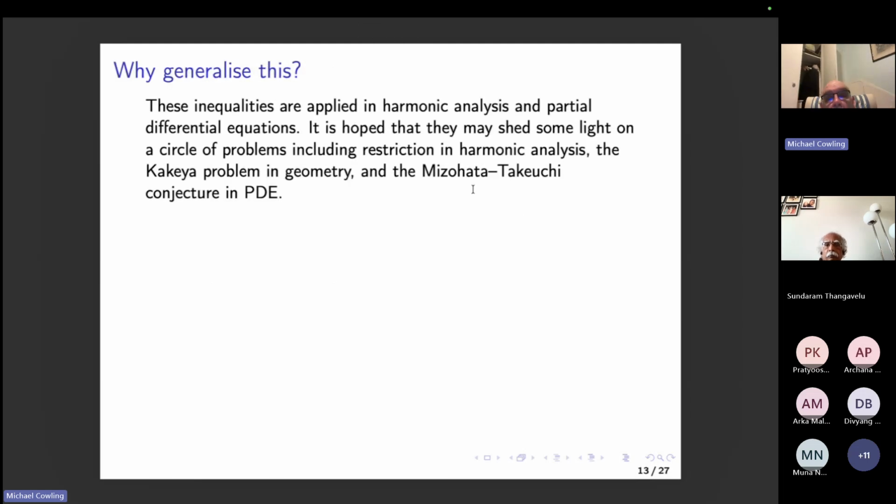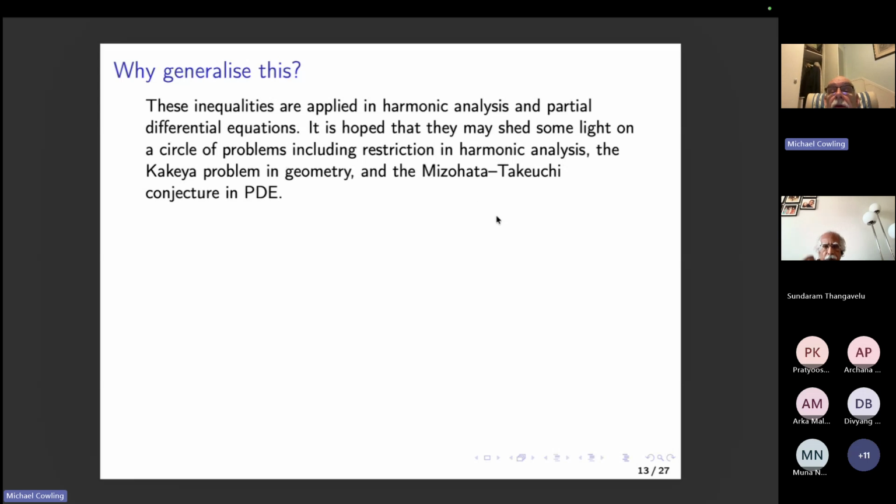Okay, so why should we generalize this? Why should we look beyond Euclidean spaces? Well, in the context of Euclidean spaces, they turn out to be quite important. They apply in harmonic analysis, partial differential equations, and one of the big problems in harmonic analysis, or there's a group of problems in harmonic analysis, the Kakeya problem, the restriction problem, and so on, and it's hoped that they might be relevant to these.